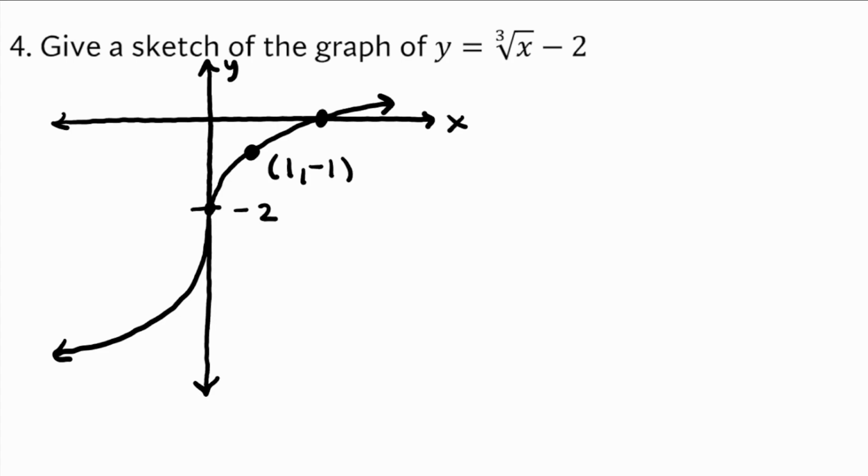You could also say, I think that point is going to be the cube root of 8 minus 2 is equal to 0, so that'll be x equals 8. And you can see this is clearly drawn out of proportion, but that's essentially the shape of the graph.